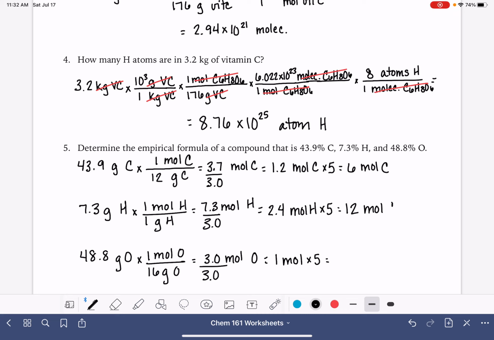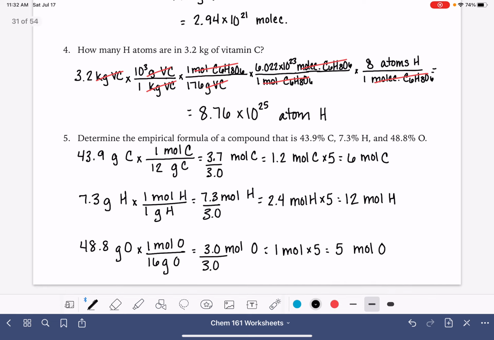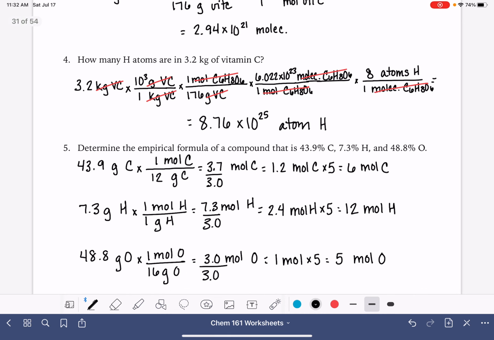So it looks like we found the right number. Multiply everything by 5, and then these work out to be perfect integers, and that's what we're looking for. This is a process that reminds me of balancing equations. Sometimes it feels like it's just getting worse and it's never going to solve itself, and then all of a sudden it just works out. So this tells us that the empirical formula is C6H12O5.